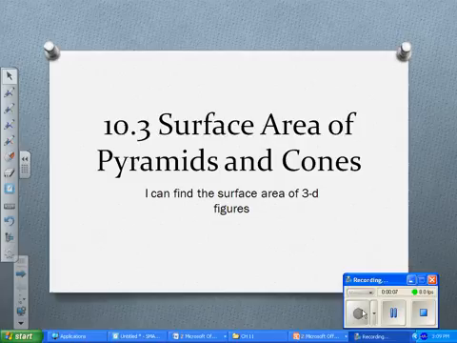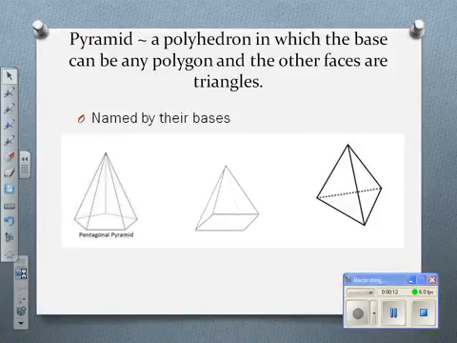Moving on now into our 3D geometry stuff. This is actually 11.3, surface area of pyramids and cones. A pyramid is just a polyhedron, which is these shapes here, in which the base can be any polygon, and the other faces are triangles, and we're going to name them by their bases.